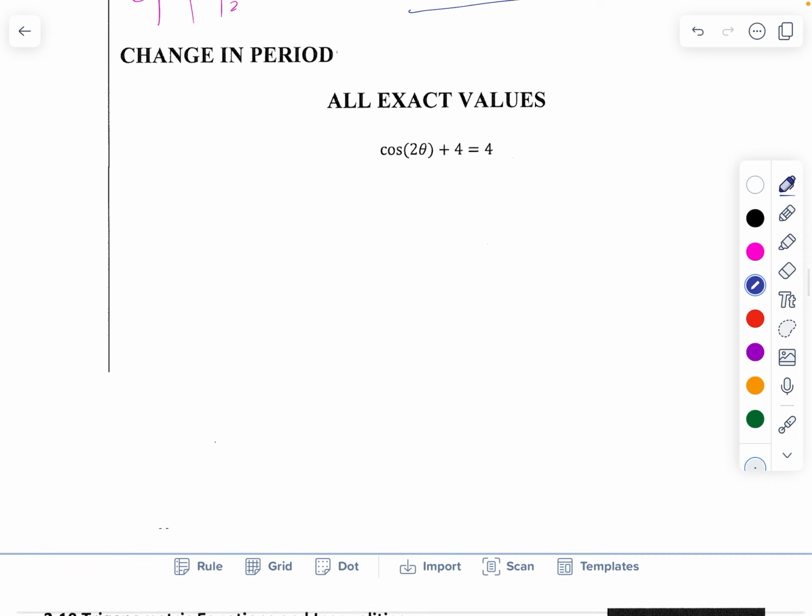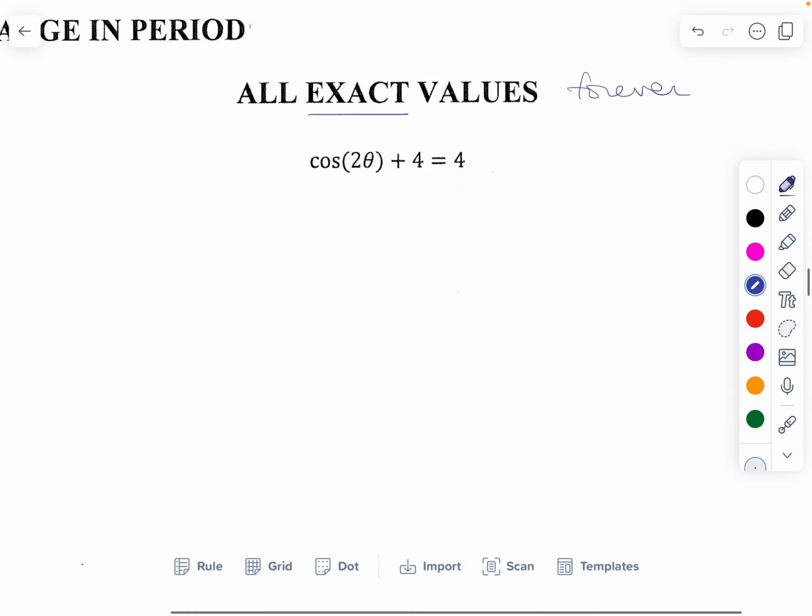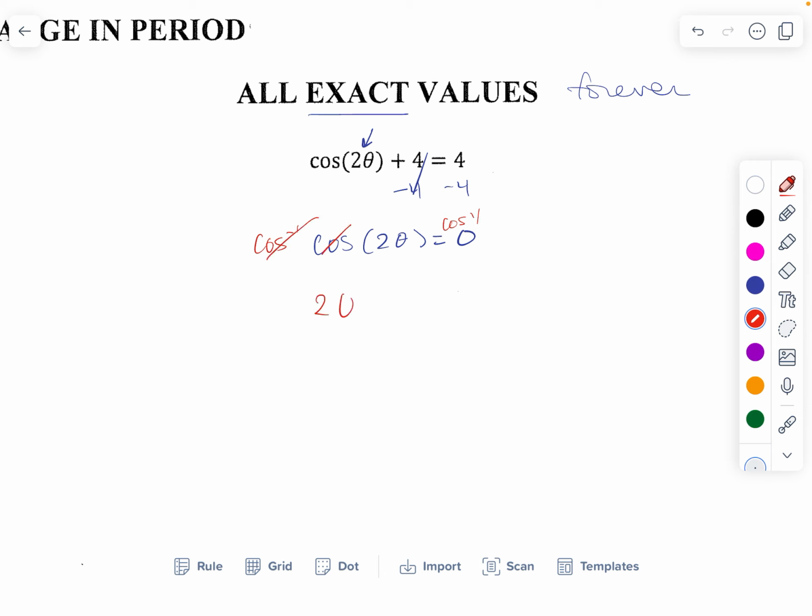All right, and then let's go ahead and look at all exact values. Remember that this goes on forever, not just between 0 and 2 pi. Let's go ahead and solve this directly. We don't have a cosine squared, so we're just going to subtract the 4 from both sides. So cosine of 2 theta equals 0. Take the inverse cosine of both sides. So we get 2 theta equals the inverse cosine of 0.